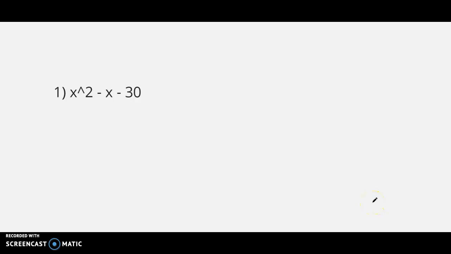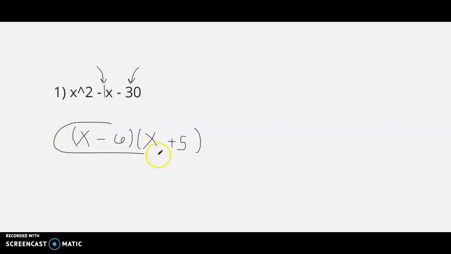Hello everybody, in this video we're going to do some simple factoring. We've got a quadratic trinomial here for number 1, and the format for the answer is two binomials with x and x. And the question we ask ourselves is, what factors of negative 30 add up to negative 1? And those two numbers are negative 6 and positive 5. Alright, that is the factored form.